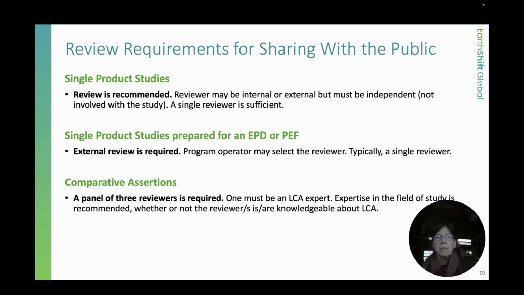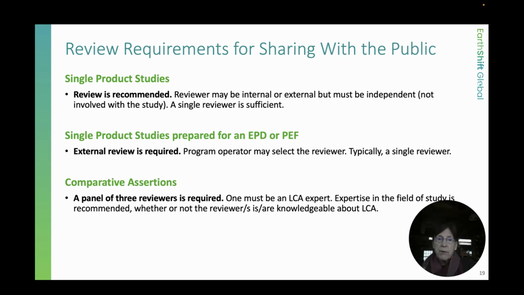So what kind of review do you need? With a single product study, if you're only studying one product or a product line, a review is recommended. You don't have to have the review, but it's strongly recommended. If you do have one, the reviewer may be internal or external, but may not have been involved in this study. Only one reviewer is needed if you're preparing a study for an EPD or PEF. You do have to have that one reviewer, and that reviewer needs to be external to the organization. If you're working on an EPD or a PEF, the program operator may select the reviewer for you.